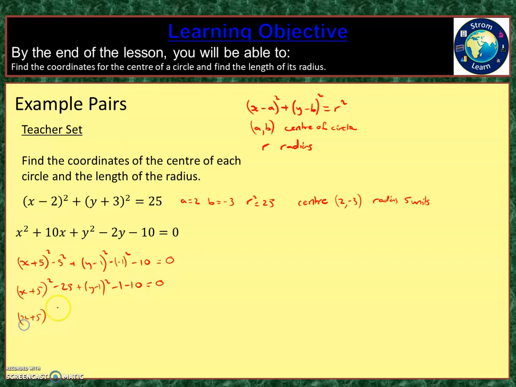So now I can collect all those constants together and put them at the end. So -25, -1, -10 makes -36. I can then add 36 to both sides. And now it's in the format that the first question was in. So I can say my centre is therefore (-5, 1), and my radius is √36, which is 6.